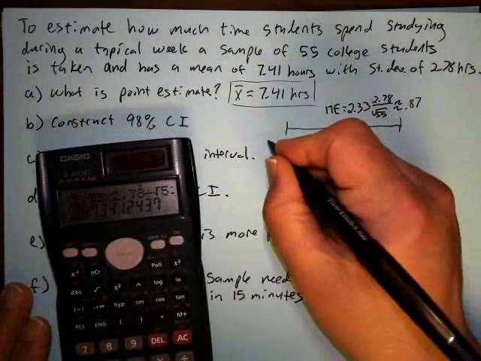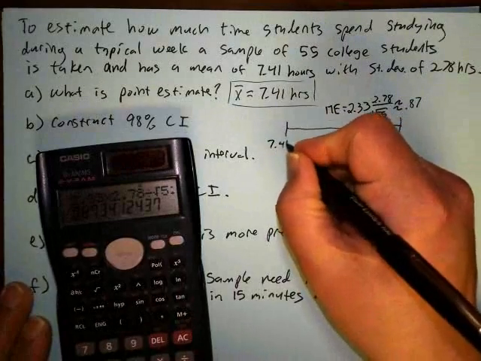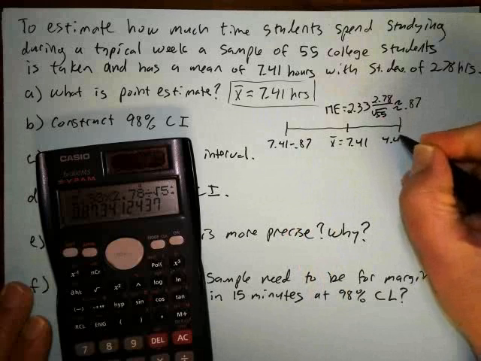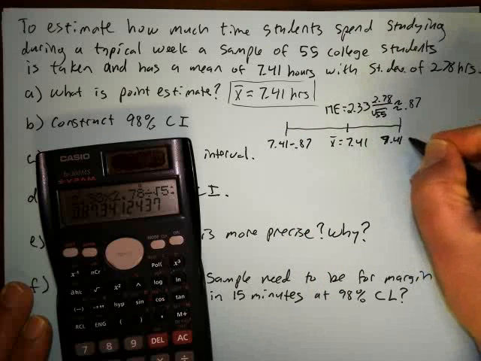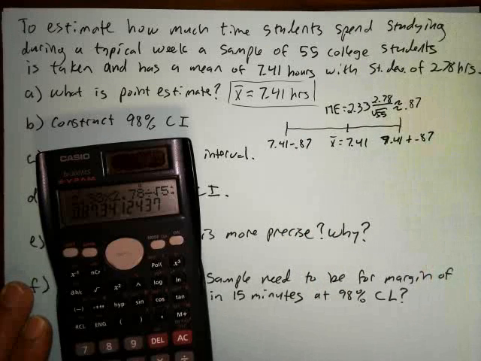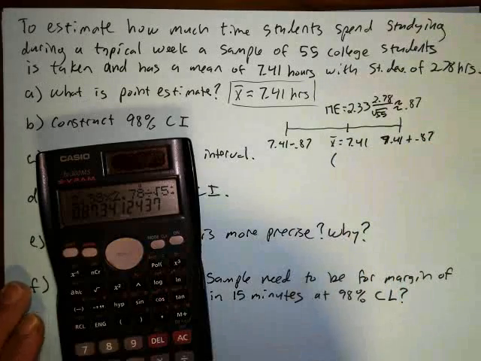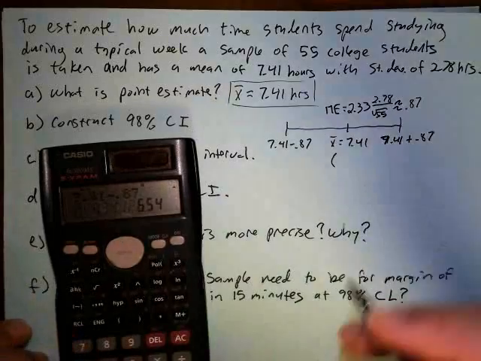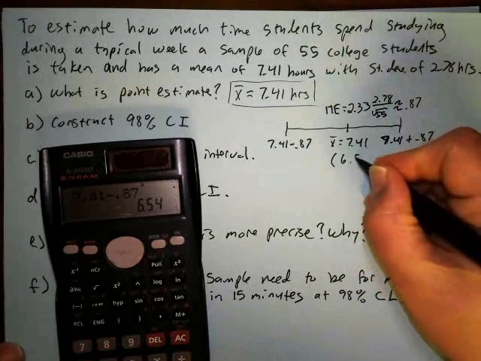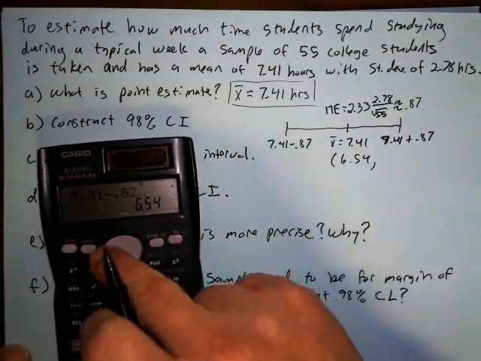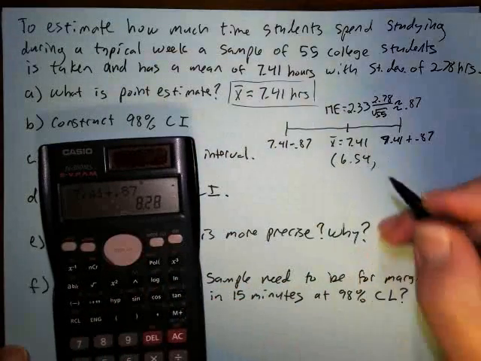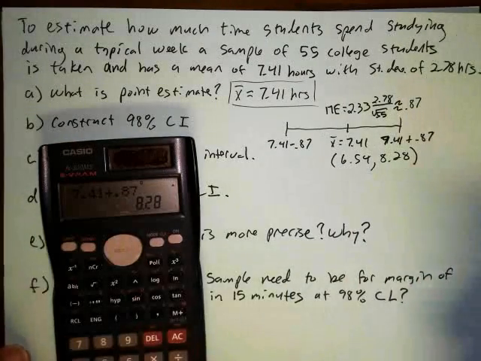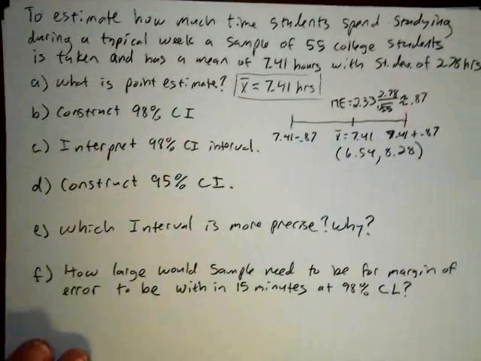So now I got 7.41 minus 0.87, 7.41 plus 0.87. Okay, so my interval here would be, the lower endpoint is 6.54, the upper endpoint is 8.28. So that would be the 98% confidence interval.